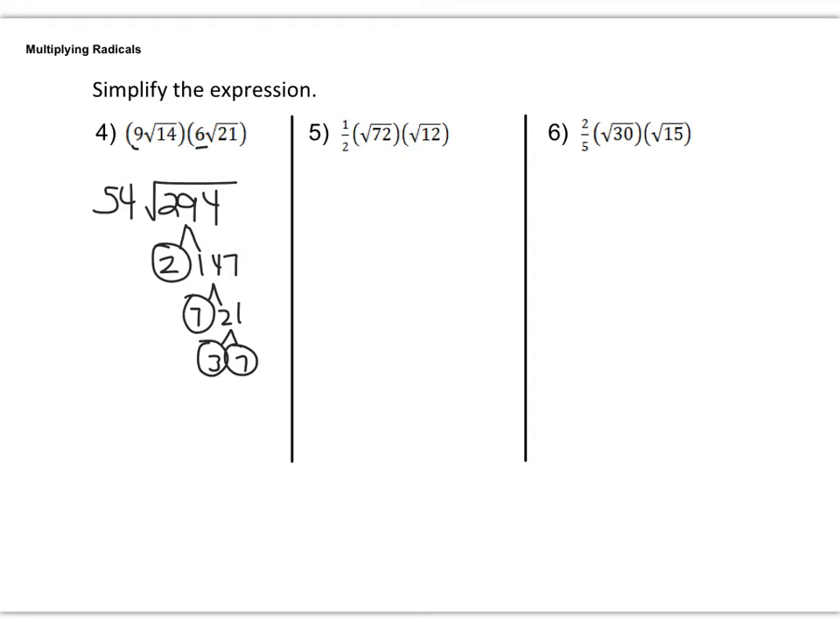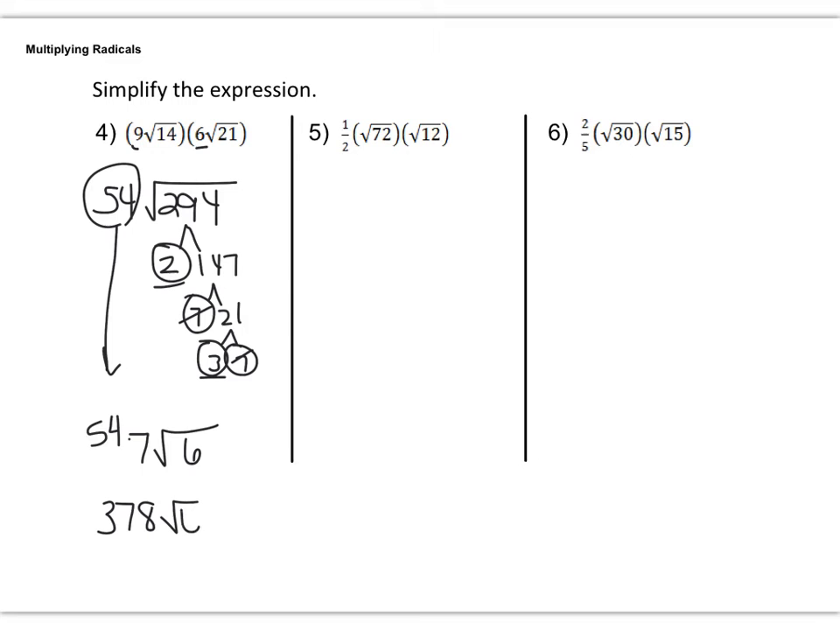All right, looking for pairs. I see a pair of 7s that can come out. I have a leftover 2 and a leftover 3. Leftovers go inside as 6. That 54 comes down and it's multiplied. And 54 times 7 is 378 radical 6. Multiply outside, multiply inside, factor tree on the inside, and just clean it up.